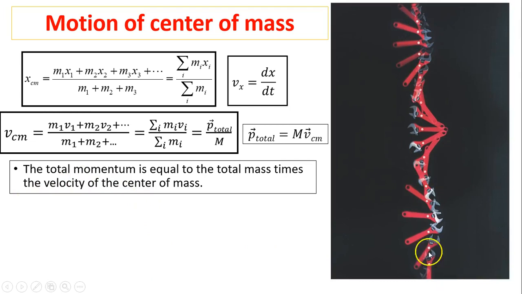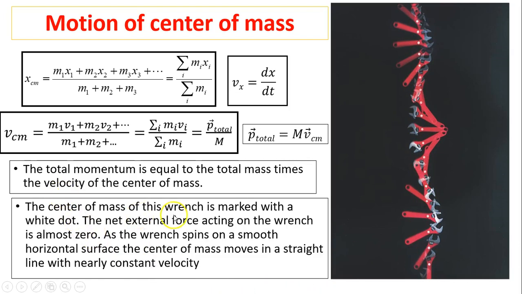Let's take a look. This is a picture of a rotating wrench. Although it seems complicated because the wrench is rotating, we can treat this wrench as a point mass. If you look at the center of mass, it is moving at almost constant speed, with a little bit of acceleration, in a straight line. The center of mass of this wrench is marked with a white dot. The net force is almost zero. It does have a little bit of acceleration.